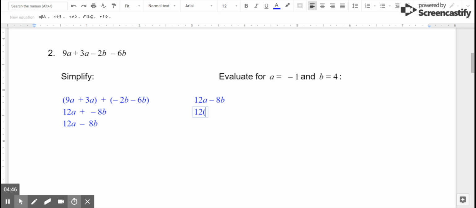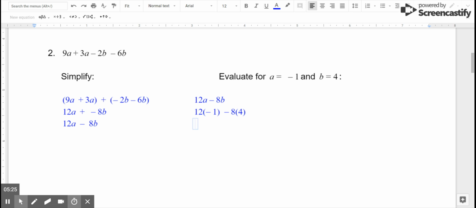So I'm taking 12, but instead of a, doing negative 1, minus 8 times b, which I said was 4. It's really important to make sure that your variable value, the value that the variable is equal to, so that would be -1 for a, is in parentheses. Otherwise, you might accidentally read this as 12 minus 1 instead of 12 times -1.